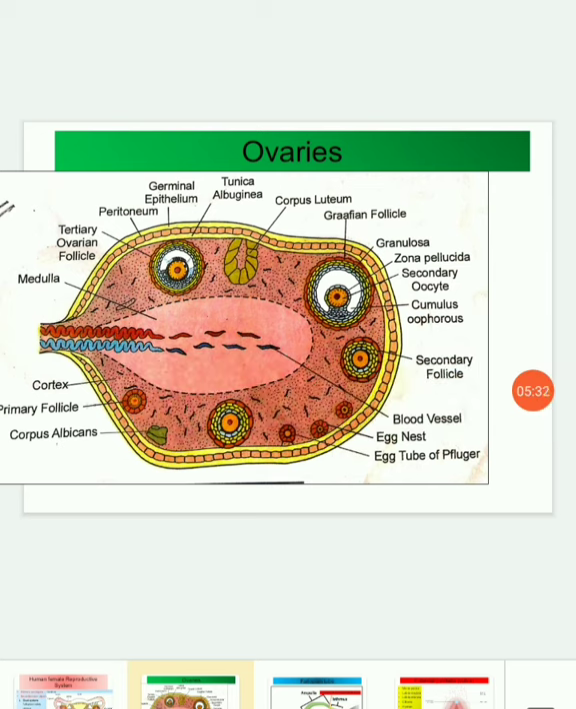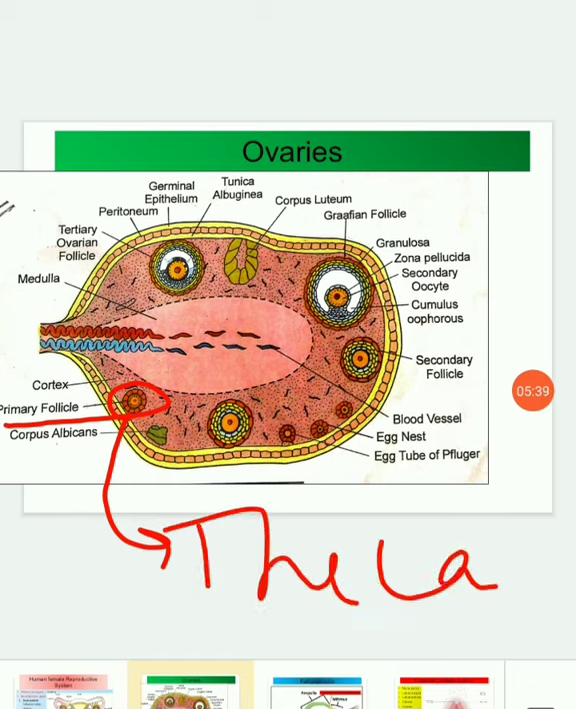Now these primary follicles, as you can see over here, further undergo development. They make a theca covering around themselves and make a few more granulosa cells, and ultimately are converted into the secondary follicle. This secondary follicle also goes for further development. The theca is divided into external and internal theca, and ultimately they form the tertiary follicle.